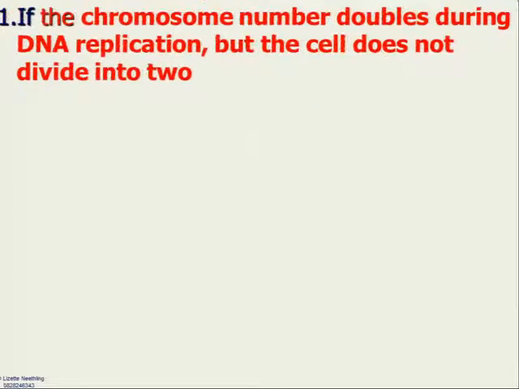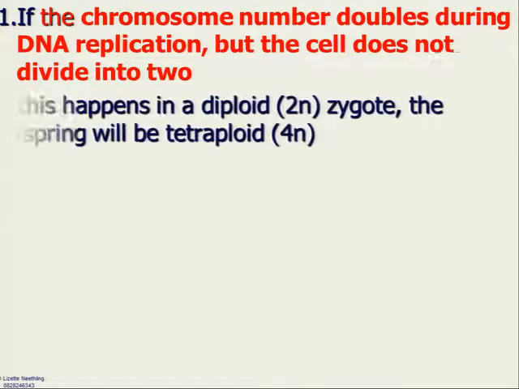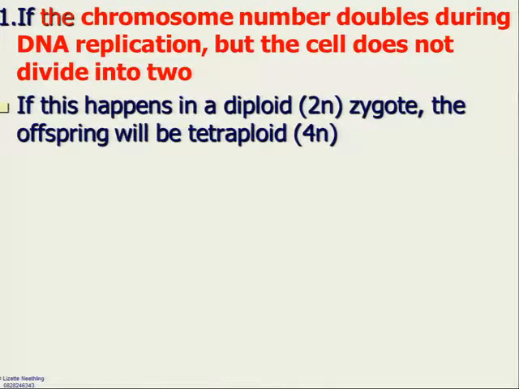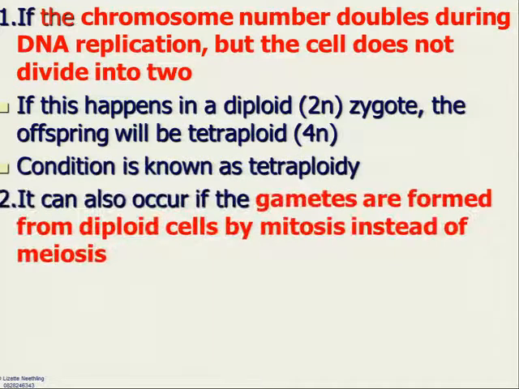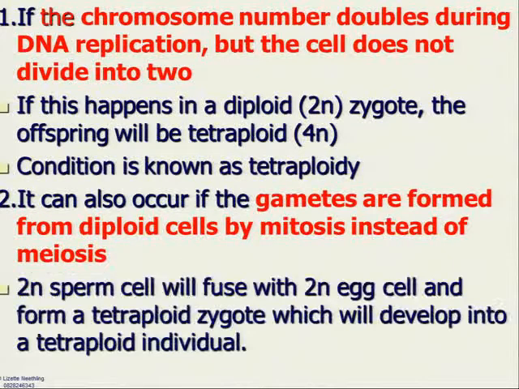The next one is the tetraploidy. If the chromosome number doubles during the DNA replication and the cell does not divide, it stays with the 4 sets, or the 4N, and therefore we will call it tetraploid. Let's just look here at the bottom one. When a diploid sperm cell will fuse with a diploid egg cell, it will form a tetraploid zygote.